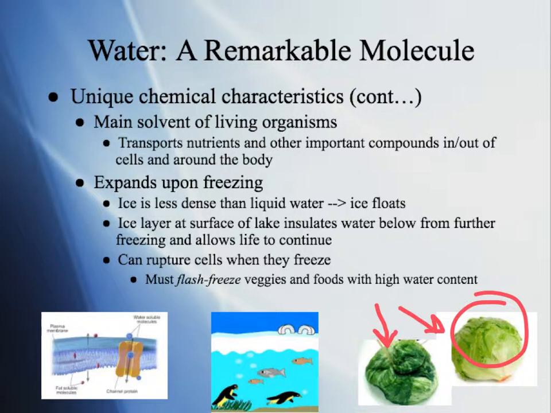One way to get past that is what companies have figured out: if you flash freeze veggies and foods that have high water content, basically freezing them so quickly that water cannot expand as much as if you let it freeze over natural time. So water is frozen, but it doesn't get to fully go into its big crystalline, less dense structure. So it saves the cells. It doesn't rupture as many cells, and so you get a fresher taste after it thaws out. In any case, there you go.